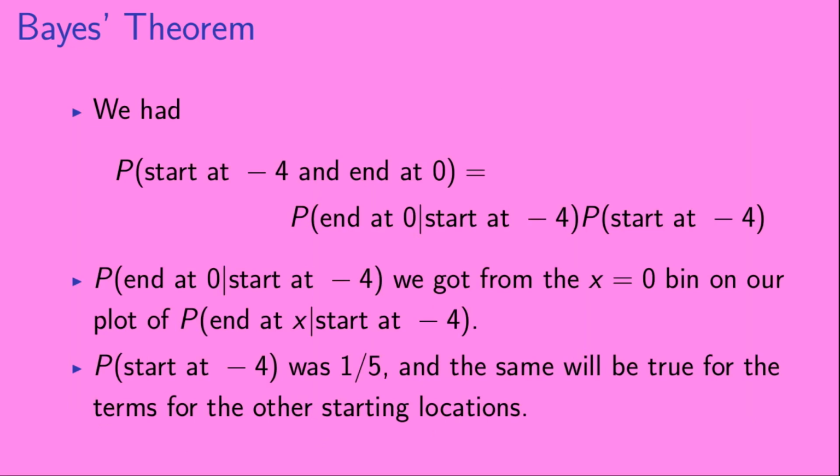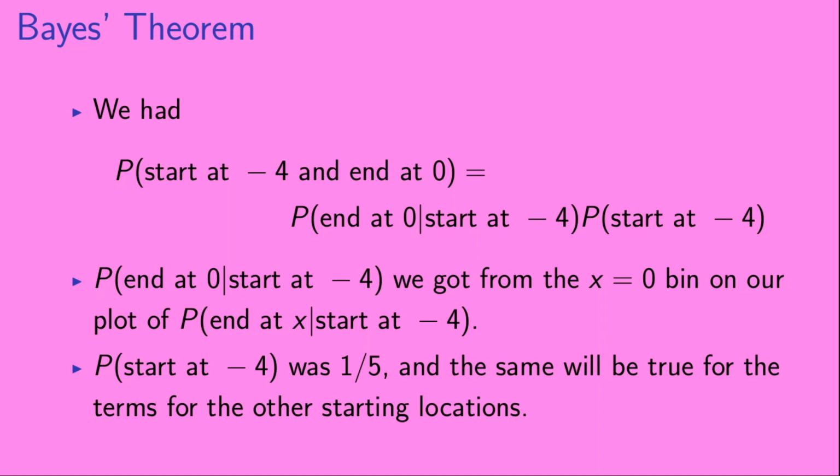So we had that the probability that the object starts at -4 and ends at 0 is equal to the probability that the object would end at 0 given that it starts at -4 times the probability that it would start at -4. The probability that the object ends at 0 given that it started at -4 we got from the x = 0 bin on our plot of the probability that the object ends at x given that it started at -4.